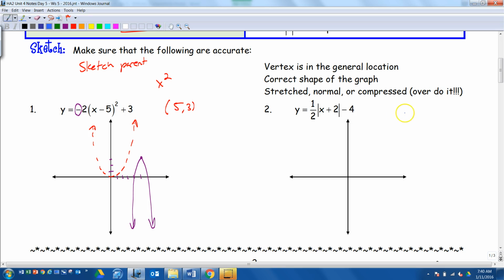Same thing with this one. This one has the absolute value of x as the parent. So if I do that, it looks like this. It's a V. So this is the basic original shape. Now 1/2 means it'll compress or flatten. In this case, it'll push it towards the axis, and then our vertex point is at (-2, -4). So that's right here. It does not flip over because there's no negative sign, so this will look something like this. Notice how it's flattened out, okay?